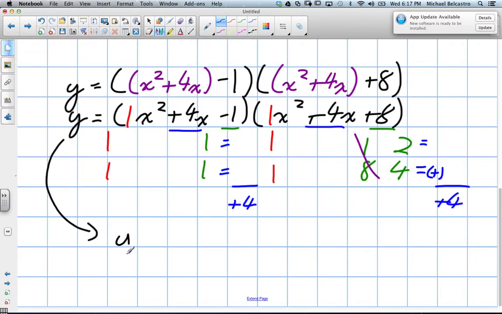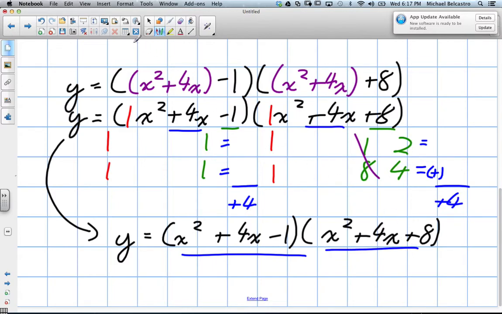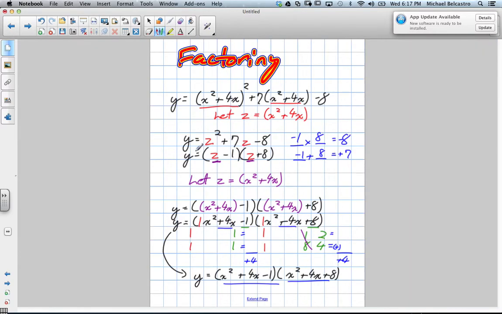So I'm just going to rewrite it again here. Y equals x squared plus 4x minus 1 times x squared plus 4x plus 8. Okay? And we tested them. We tried to see if we could factor any farther, and we were unable to in this question. So that was more of a common factoring question, but we tested to make sure that we couldn't factor any farther with a trinomial. So that was our final answer. Did that make sense then? Yeah, kind of.